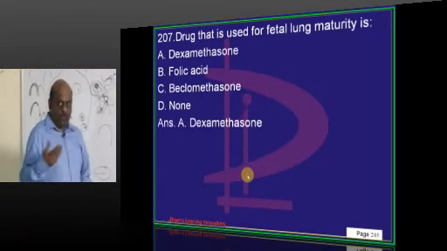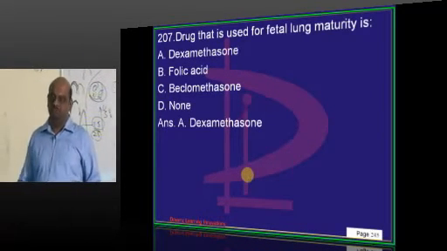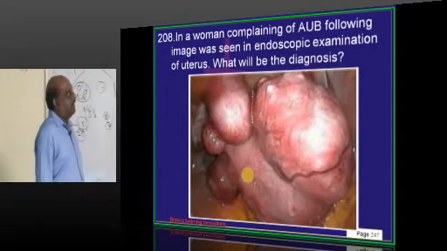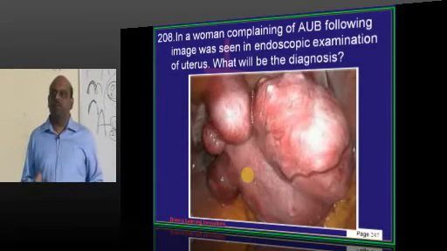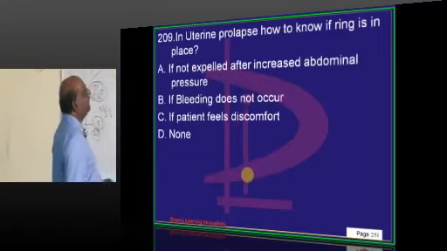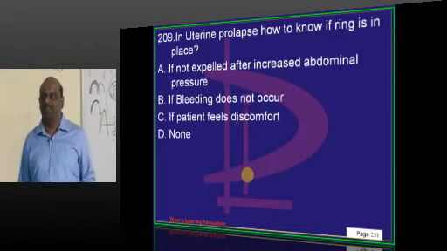To improve fetal lung maturity, what do you use? You use dexamethasone. You all know that very well. Typically there is a bleeding and what do you find? Big lumps. Typically it is a case of leiomyoma. No challenge in that question.